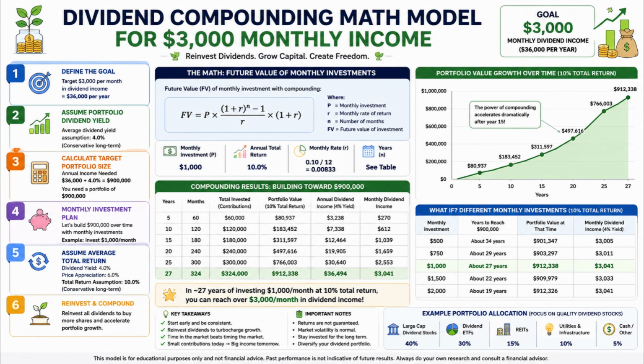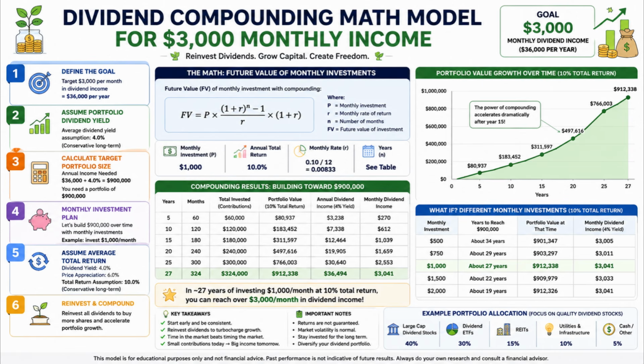Next, we need to estimate the portfolio value required to produce this income. In this example, we assume an average dividend yield of 4%. Therefore, we divide $36,000 by 4%. The result is $900,000. This means an investor would need approximately a $900,000 dividend portfolio to generate $3,000 per month at a 4% annual yield.